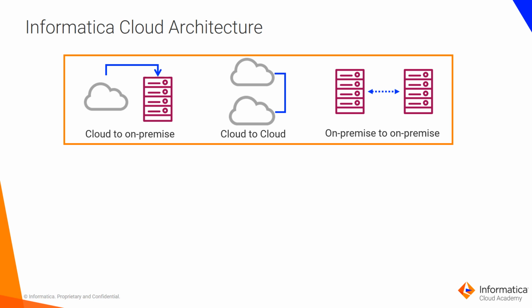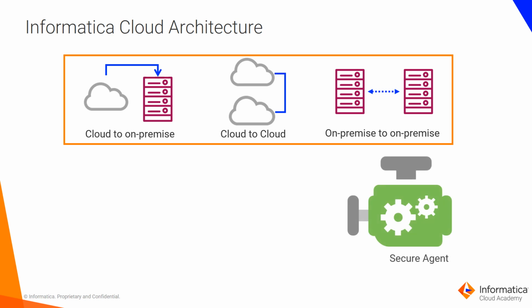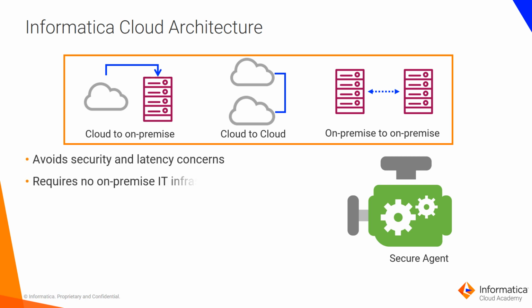If you're using Informatica Cloud for the first time, you need to download Informatica Cloud Secure Agent. The Secure Agent is an application that communicates with cloud-based applications, an ICS repository on HTTPS port 443 from behind the system's firewall. Certain benefits of installing the Secure Agent on your machine include that data does not move through the Informatica Cloud, avoiding security and latency concerns, and requires no on-premise IT infrastructure.